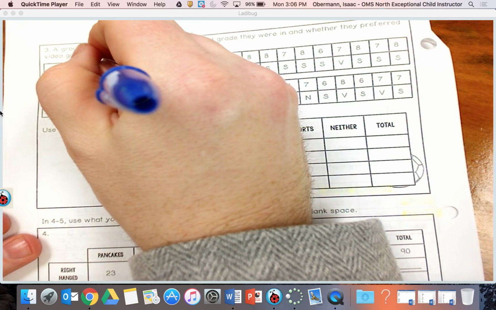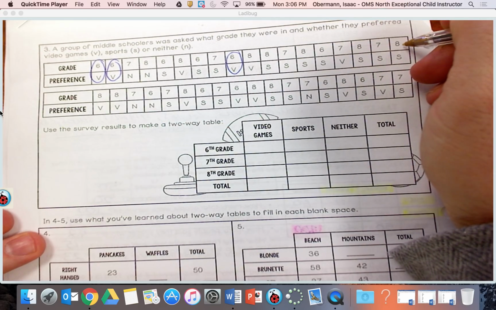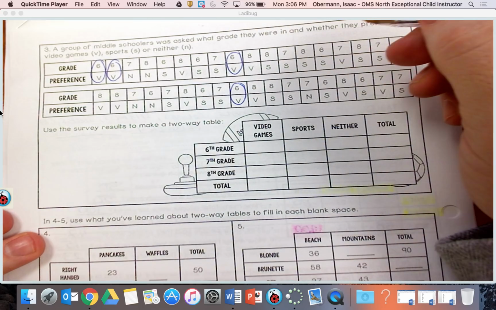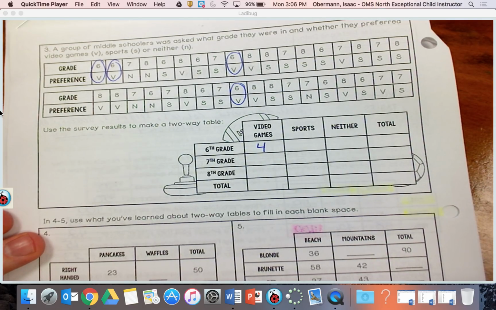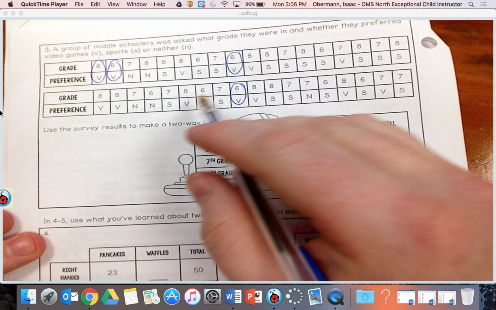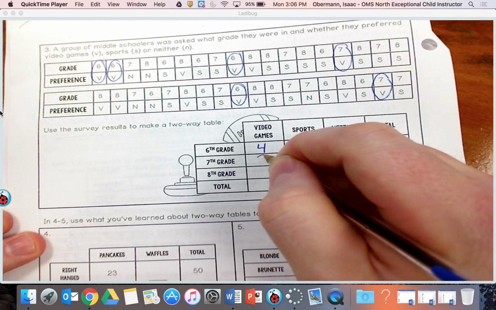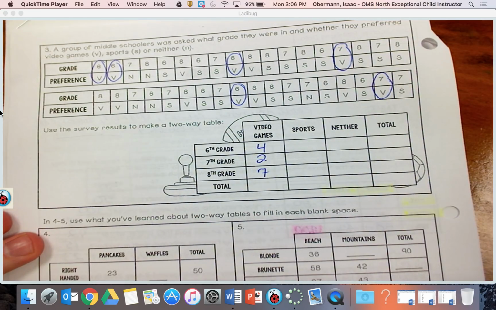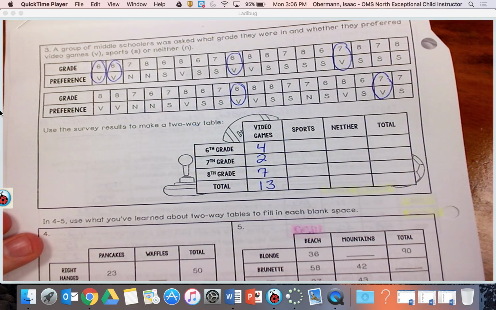So if I go through here, there's 1, 2, 3, let's see here, make sure I get them, 4. So I got 4 kids in the 6th grade that like video games. If I do the same thing with 7th grade who like video games, I'll end up finding 1 and 2. And if I do 8th grade, I'll end up finding 7. If I add those together, it will tell me how many people like video games, which is 13.